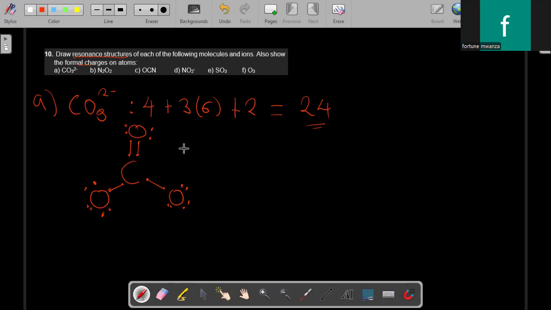Okay. So from here we have our molecule. Now let's come up with resonance structures for this molecule. So we have this as one of the structures. Resonance structures are some of the other structures you're going to get from this molecule. So we have a 2 minus there. When writing resonance structures, always indicate this arrow to show that you're getting a resonance structure.